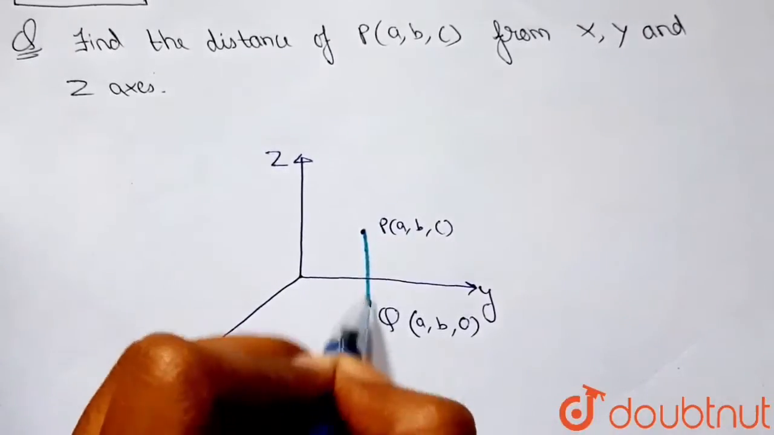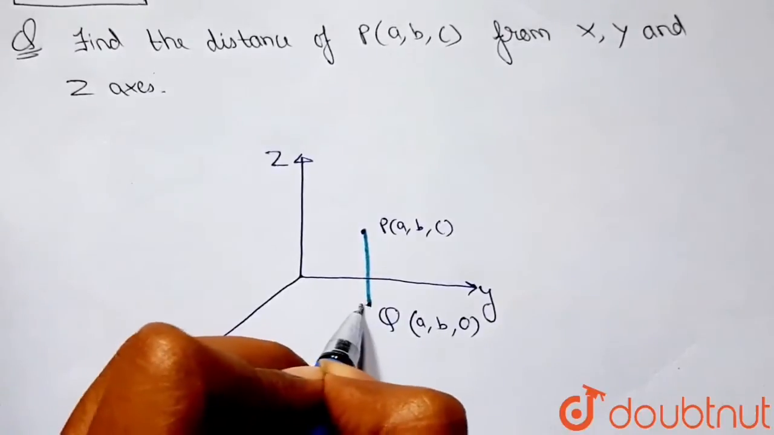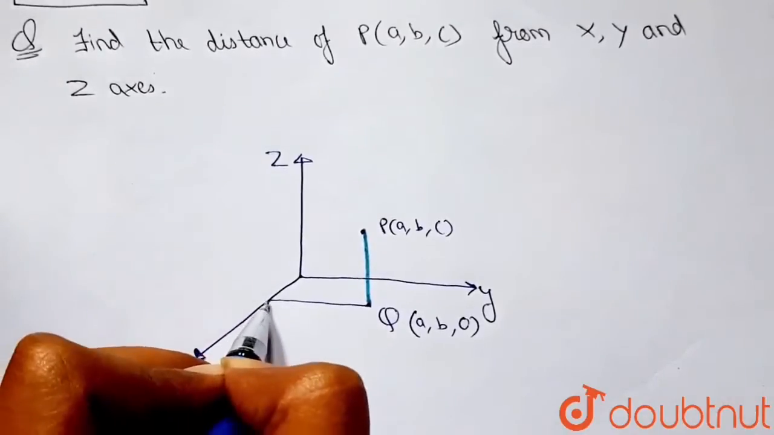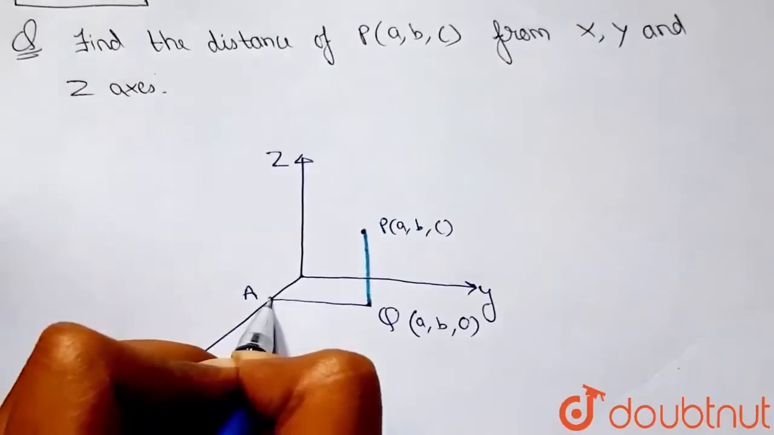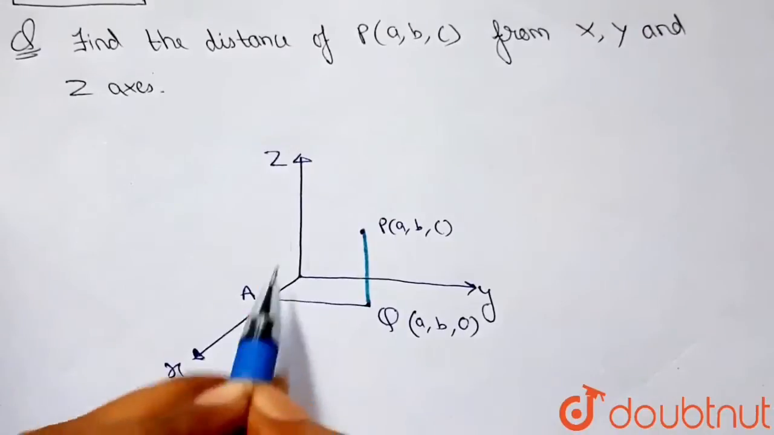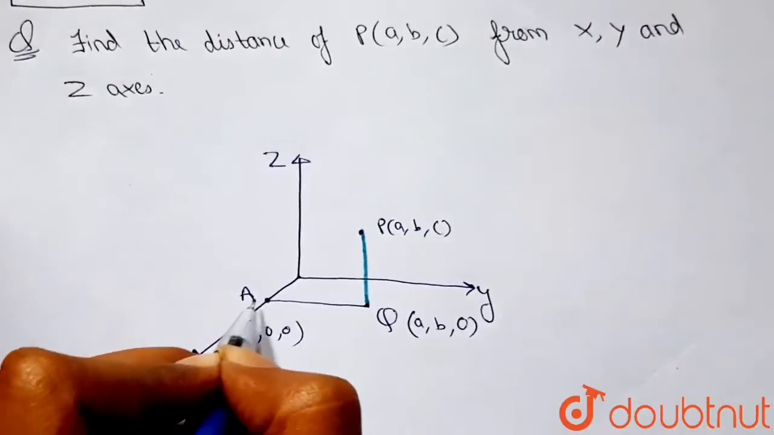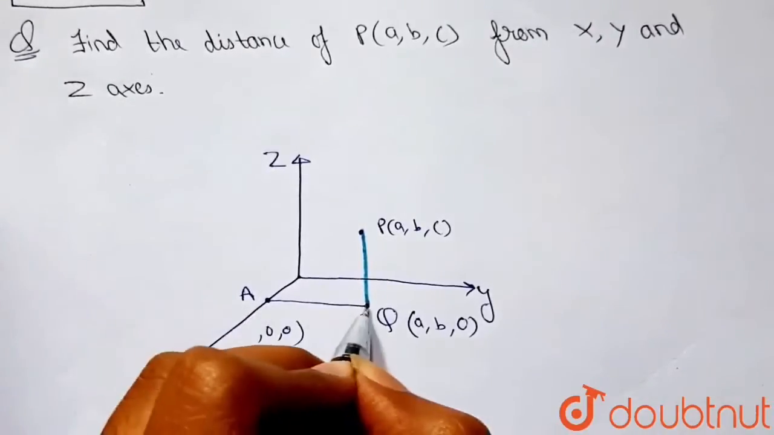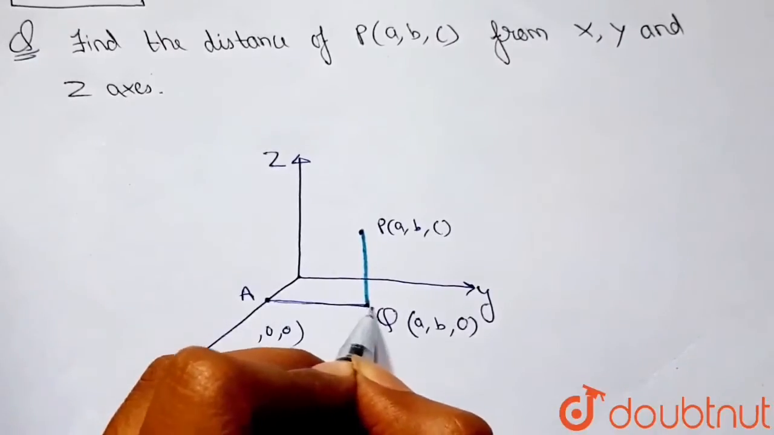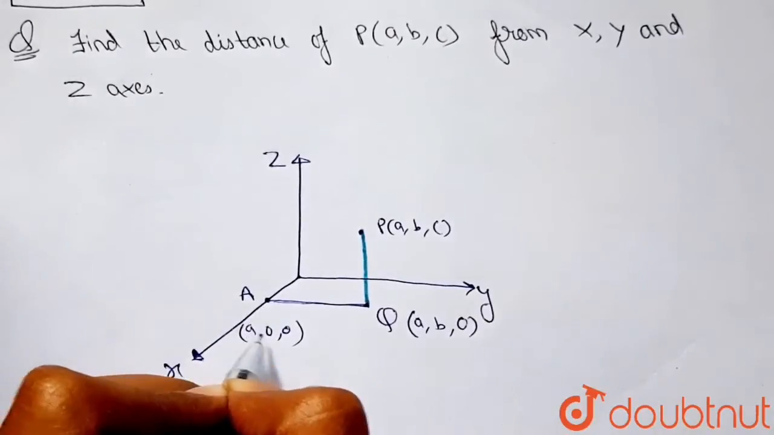Now if I draw a perpendicular from this point Q to the x-axis, that will be parallel to the y-axis. Let's say this point is A. Then the coordinate of this point A will be, since this point lies on the x-axis, y and z coordinates will be 0, and the x coordinate will be same as that of point Q, because this is perpendicular from point Q. So that will be A. So the coordinates of point A will be A, 0, 0.